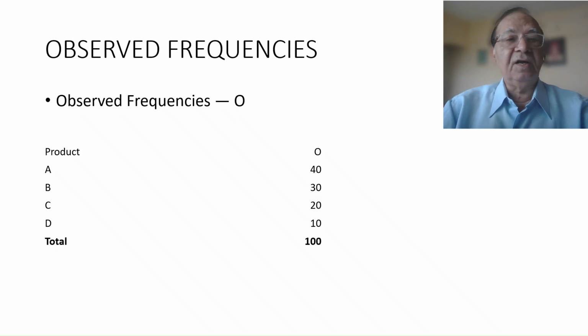These are our observed frequencies. Observed frequency simply means what we actually found in the data. 40 customers preferred product A, 30 preferred product B, 20 preferred product C, and 10 preferred product D. In the chi-square formula, observed frequency is represented by the letter O.